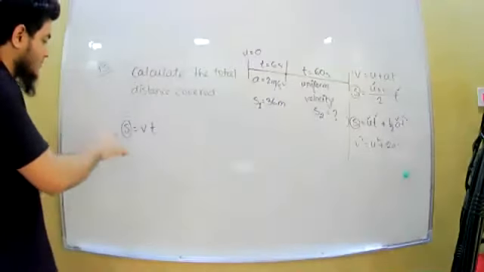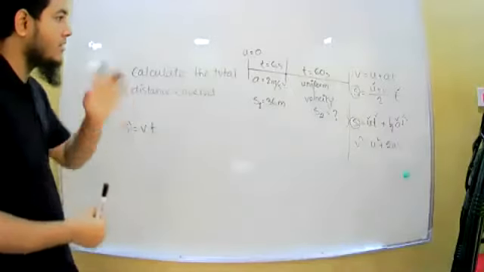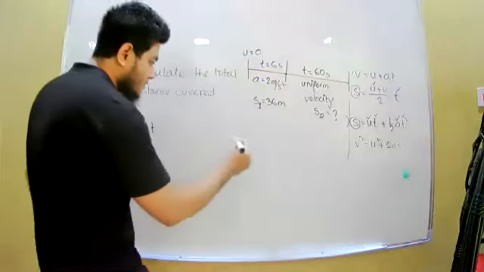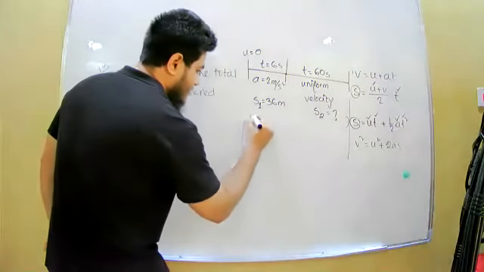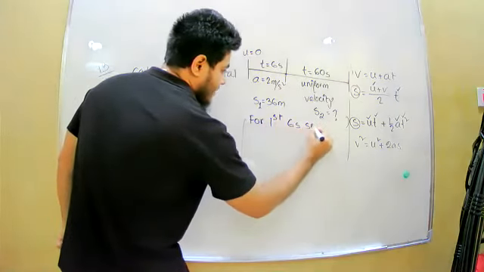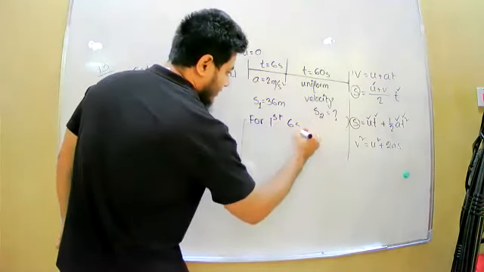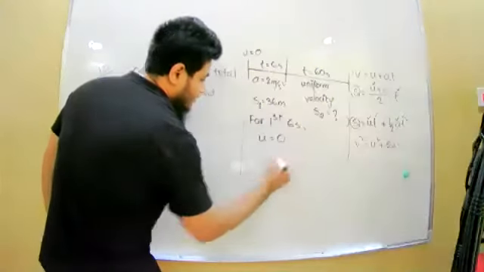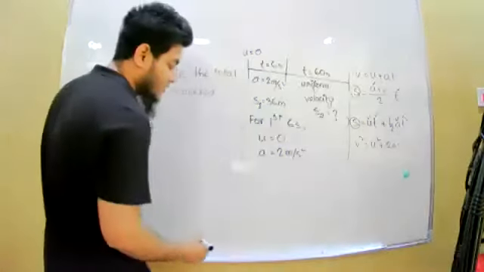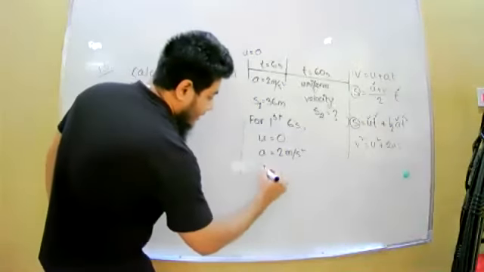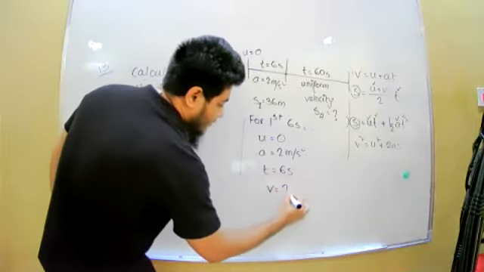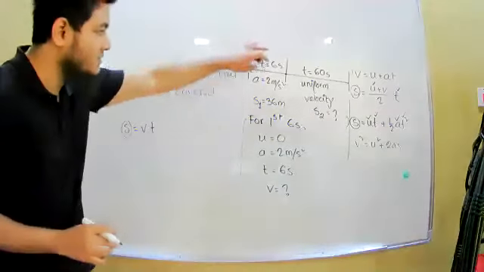Okay. So S equal to VT. Our target is to calculate the final velocity of the first part. For the first 6 seconds, initial velocity is U. Acceleration, we already saw, was 2 meters per second squared. And time, it was how much? 6 seconds. So we need to calculate the final velocity for the first 6 seconds, right?